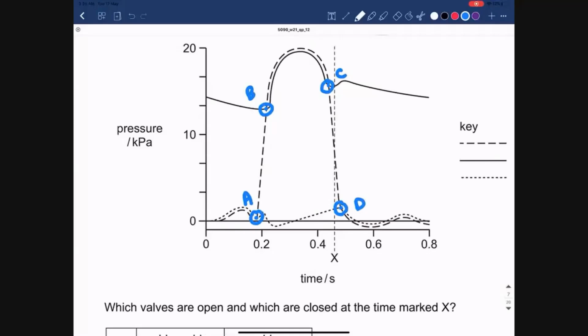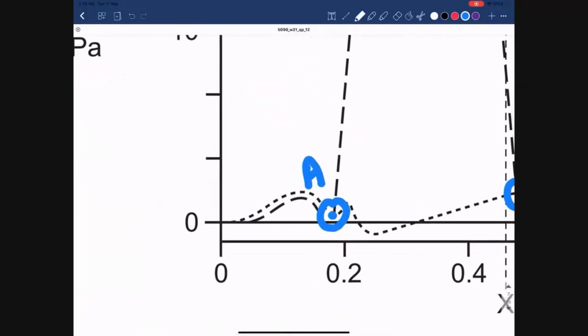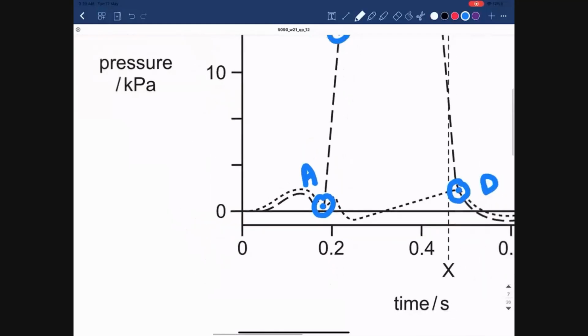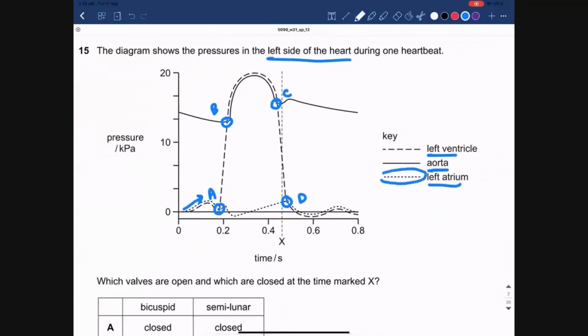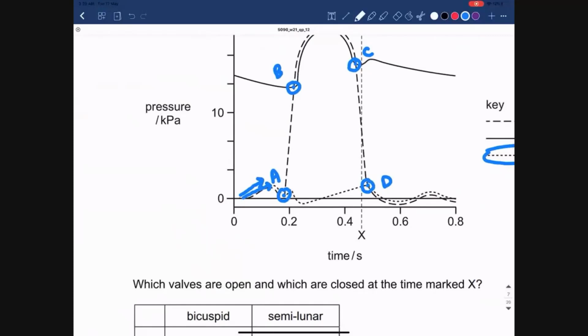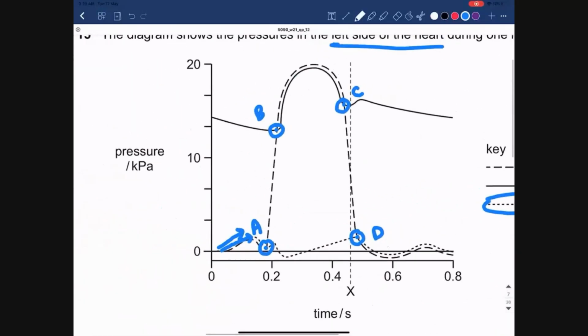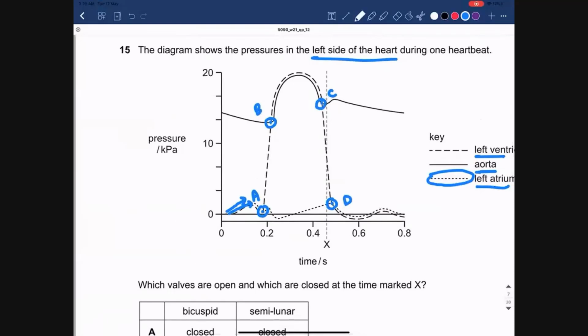Always remember that while you are labeling these points A, B, C, and D, the heartbeat starts from the point when the pressure of the left atrium is rising. This is the line of the left atrium. When the left atrial pressure rises, it means the heartbeat is starting, because when the heartbeat starts, the left atrium and the right atrium contract together. So as the heartbeat starts, the first intersection point on the graph is A, then B, then C, and then D. At these points, valves will either open or close.